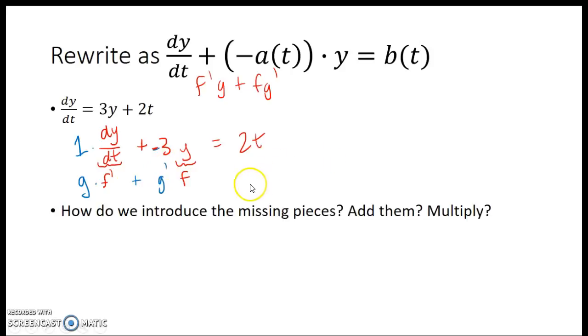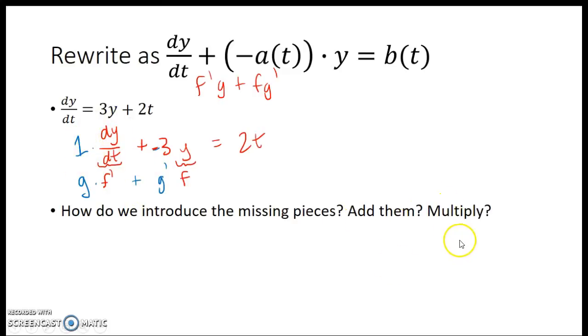So the question is, how do we introduce the missing pieces? How do we get a function in here such that when we take its derivative, we get the function that's out in front here? Can we simply add terms? Well, not if I want to have multipliers. I want to make sure that I have g times f prime.